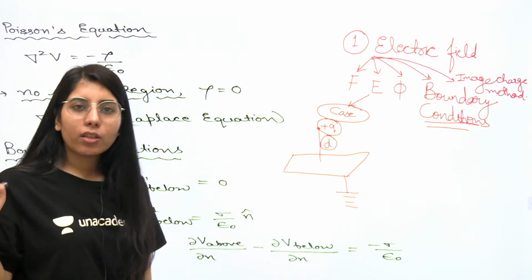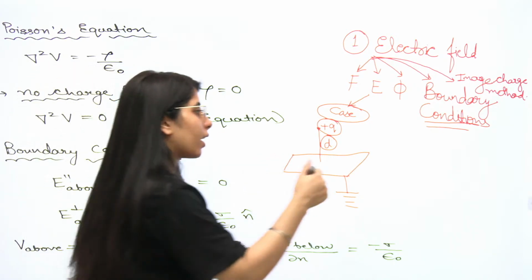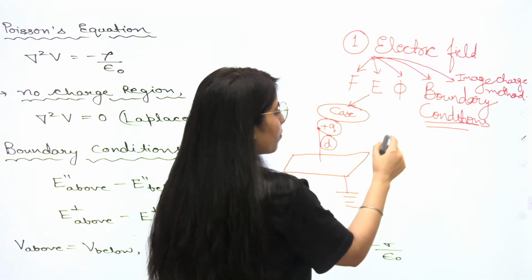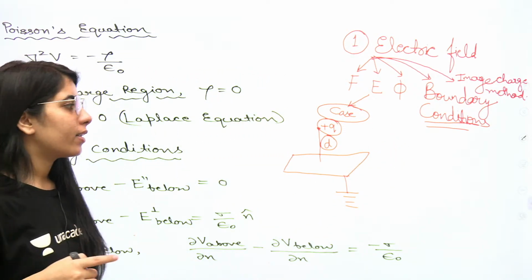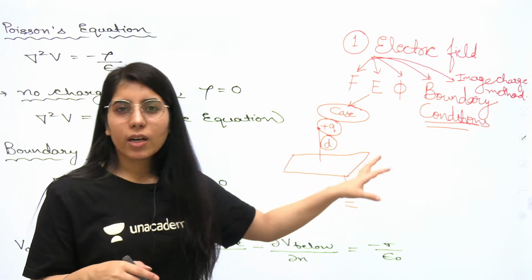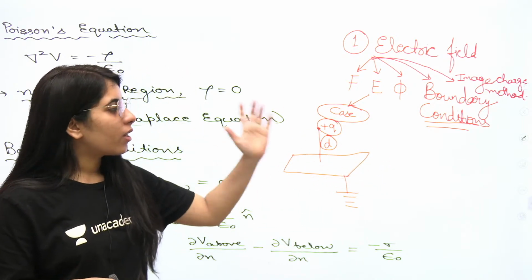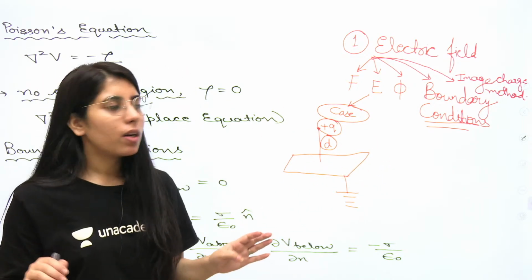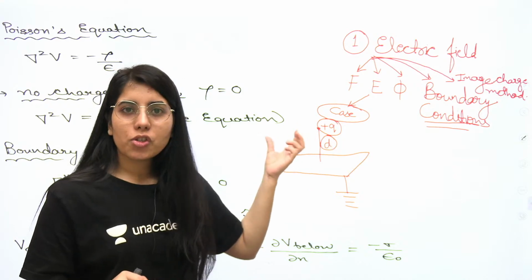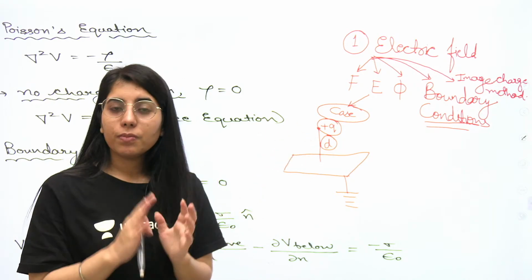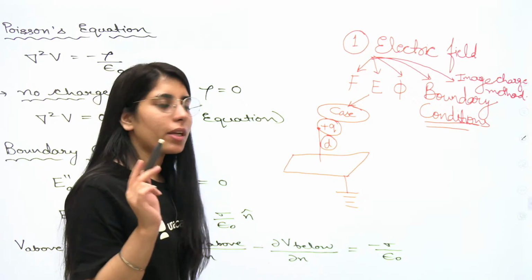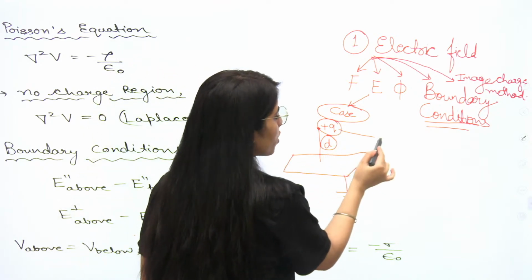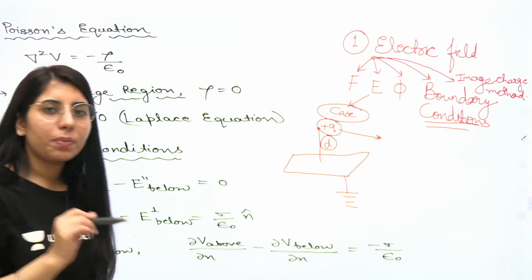If somewhere they are asking you to find the electric field at some point here, or the potential at some point here, or the force on some charge at that point, any such parameter in the region where the actual charge is present, then if you consider that you will just take this charge and find it, it will be wrong.